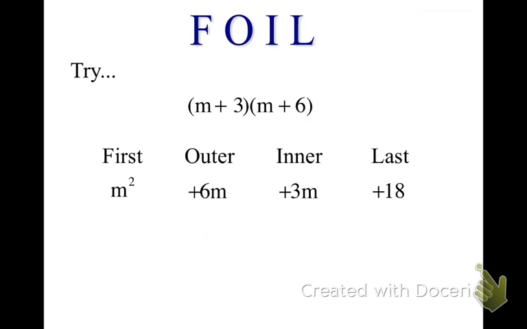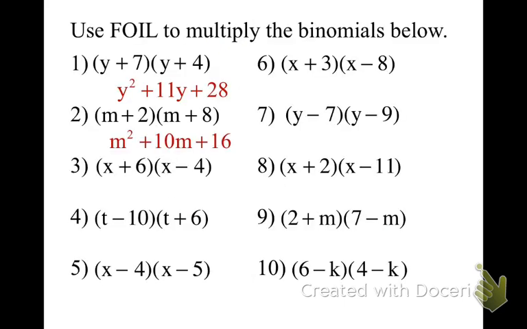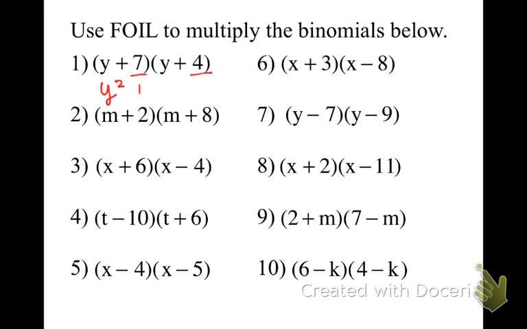Okay. So these should go really quick here on this page where you saw all these problems. Really, okay, so let's start. So we know it's going to be y squared. When I add the two last terms, I get positive 11y, right? We got to add the y because it's going to end up being 7y, and then when I multiply the last two terms, I get positive 28.